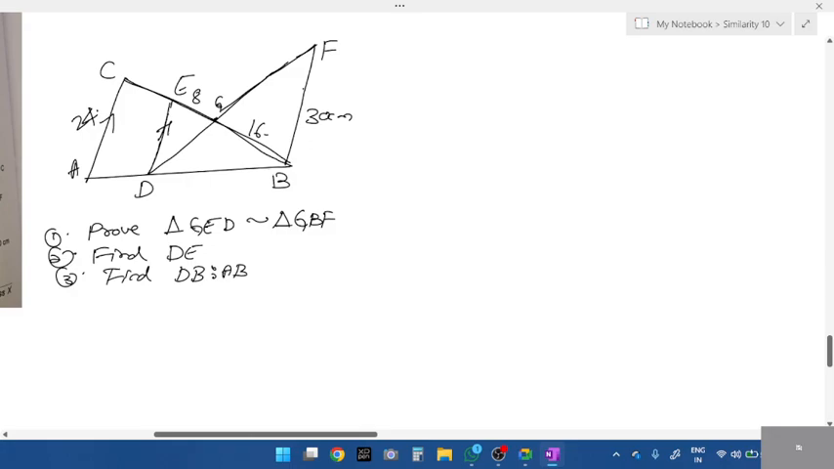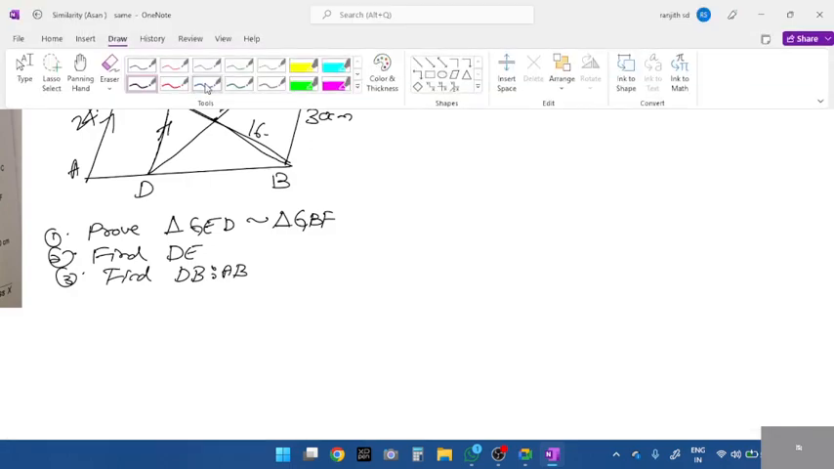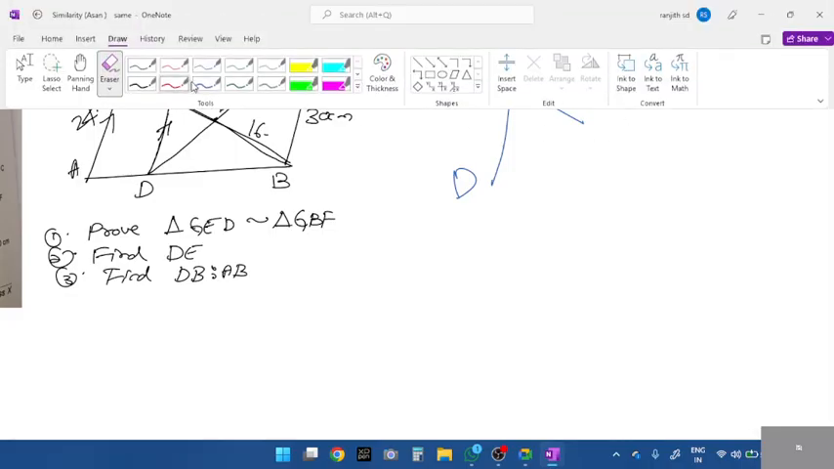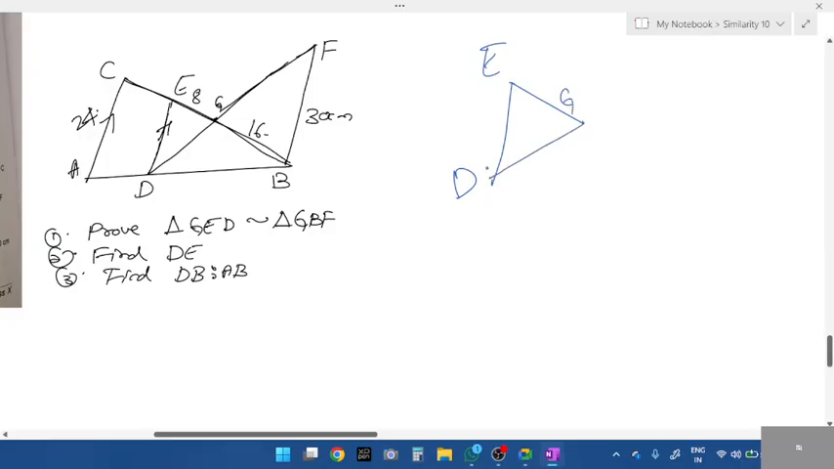2023 question. Now, first thing, prove triangle GED is similar to triangle GBF. Look at GED. Let me take GED, students. E, G, and D. If you want, you write it separately. This is the first one. Then what's the other triangle? GB and F. I have taken it separately like this. GBF. What kind of alphabet is formed here? X is formed.